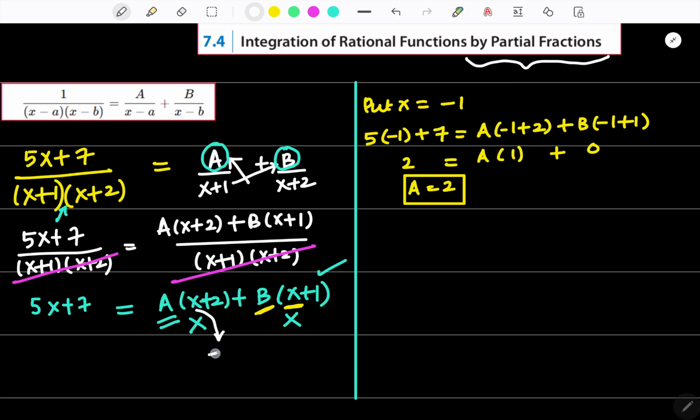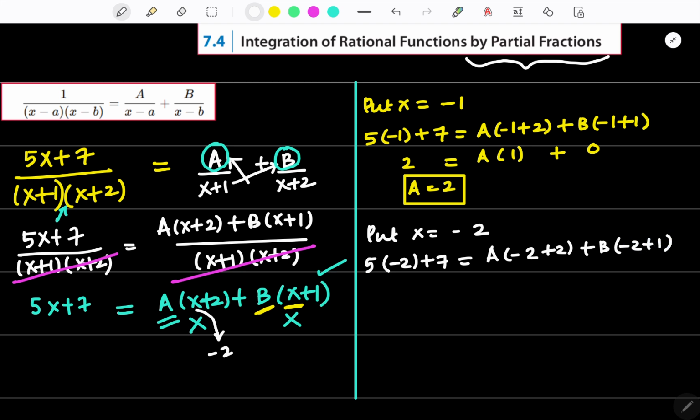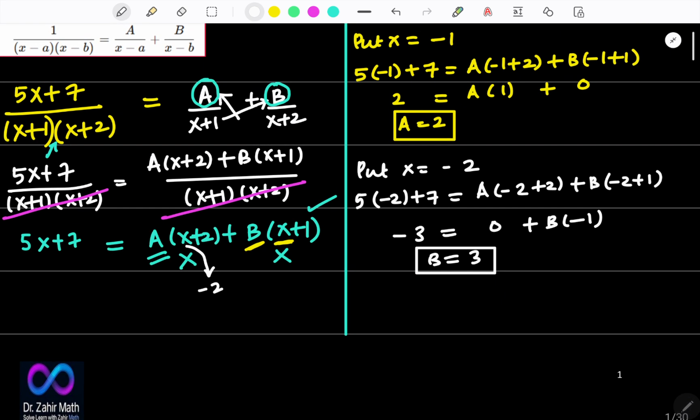Next, I want to close a, but I want b. If I want to close a, I need to choose x equals minus 2. So put x equals minus 2 on both sides. 5 into minus 2 plus 7 is equal to a into minus 2 plus 2 plus b into minus 2 plus 1. So 5 times minus 2 is minus 10. Minus 10 plus 7 is minus 3, equals this is 0 plus this is minus 1. So b is equal to 3, right?